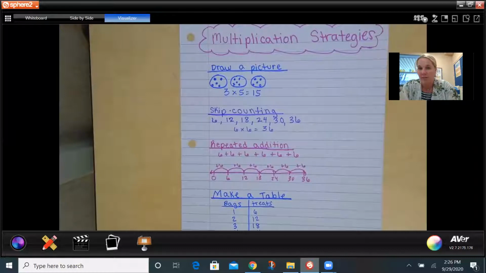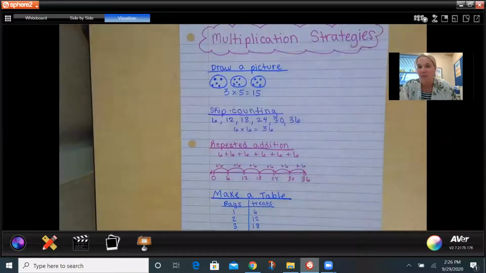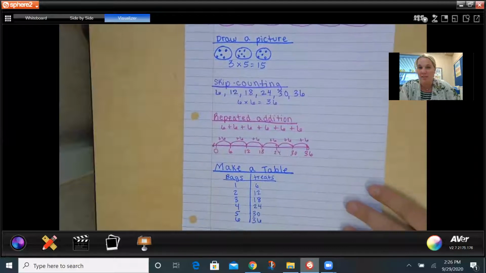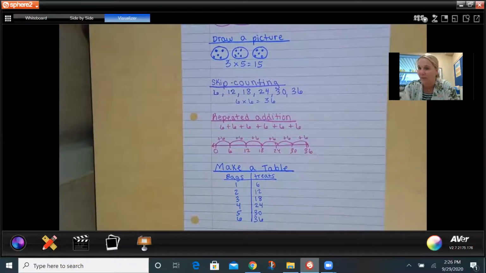One of the ways that we've been doing is drawing a picture. Right? So that is 3 groups of 5. So we drew a picture there to help us. The next way is skip counting, right? So if we're doing 6 times 6, it would be 6 groups of 6, right? Continuing to count by 6s, 6, 12, 18, 24, 30, 36. Perfect.